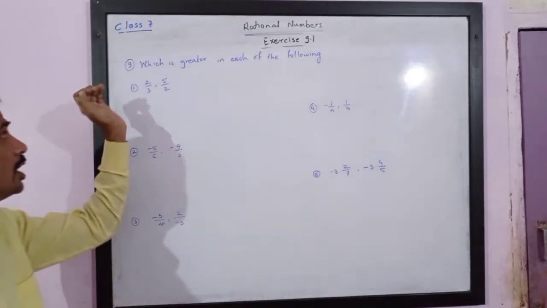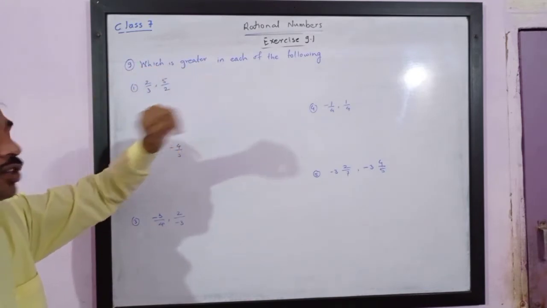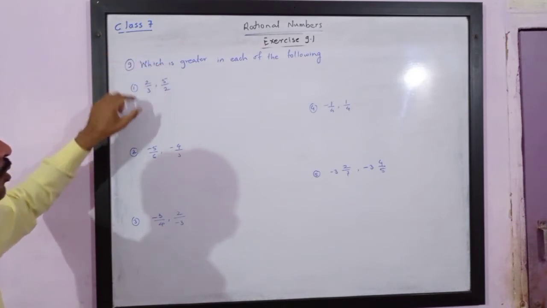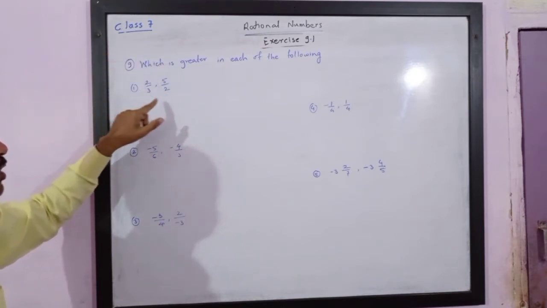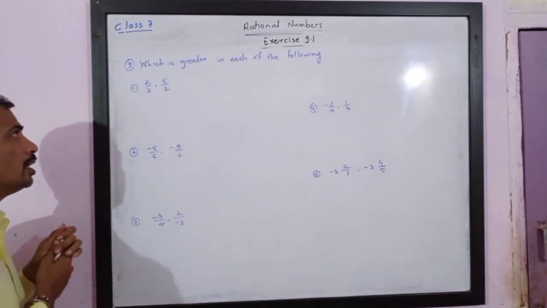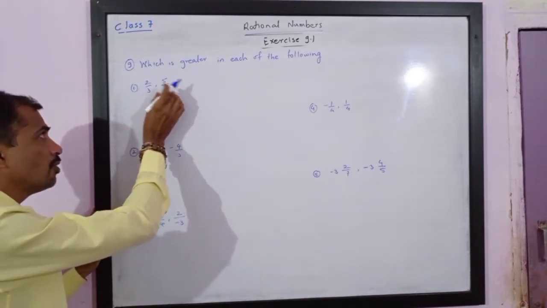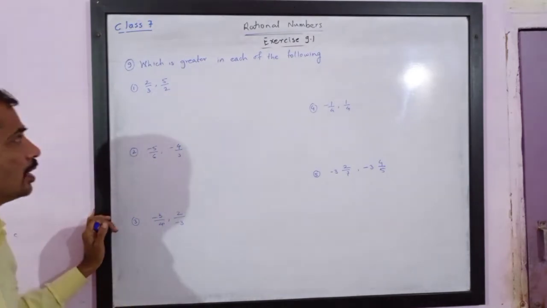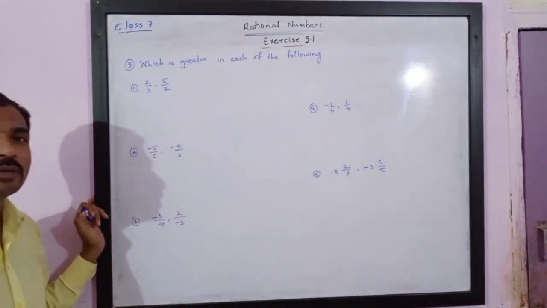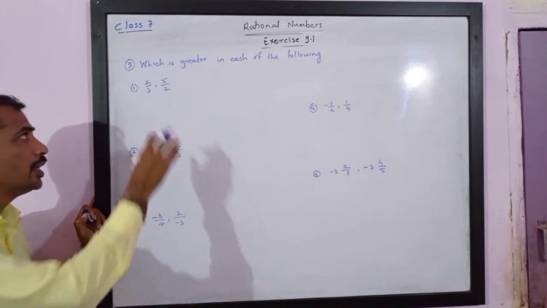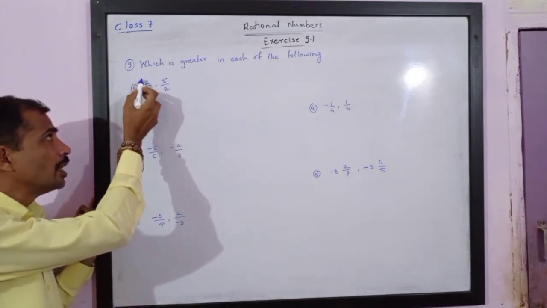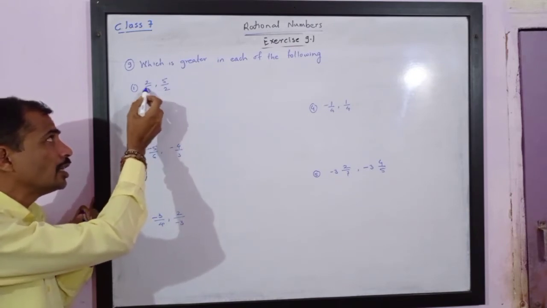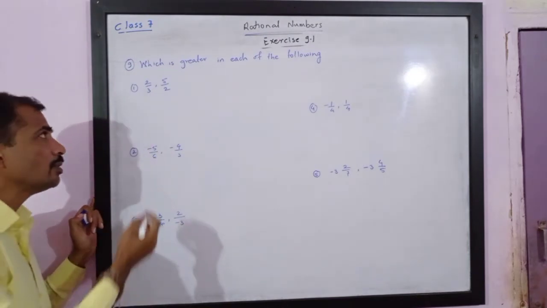Dear friends, next question, the ninth question: which is greater in each of the following. Now see, we are given the first fractions 2 upon 3 and 5 upon 2. We have to do the comparison and find which fraction is greater. Here, please note, the denominators of both the fractions are different. If denominators are different, we cannot compare the rational numbers. So in order to compare the rational numbers, we need to make the denominators the same. I have already told you, one of the methods is to multiply the first fraction by the denominator of the other and the other fraction by the denominator of the first fraction.